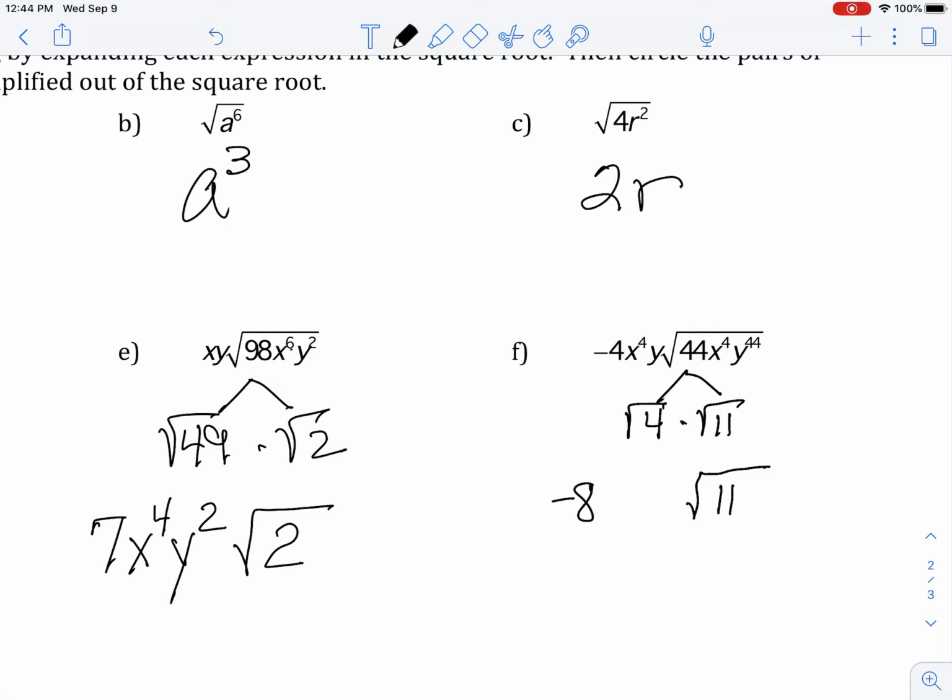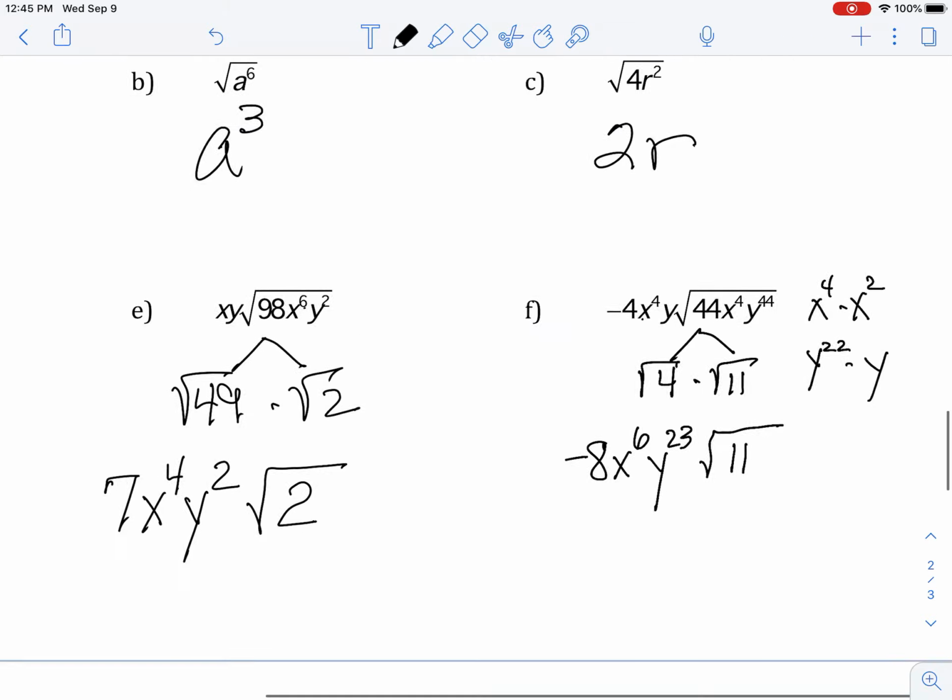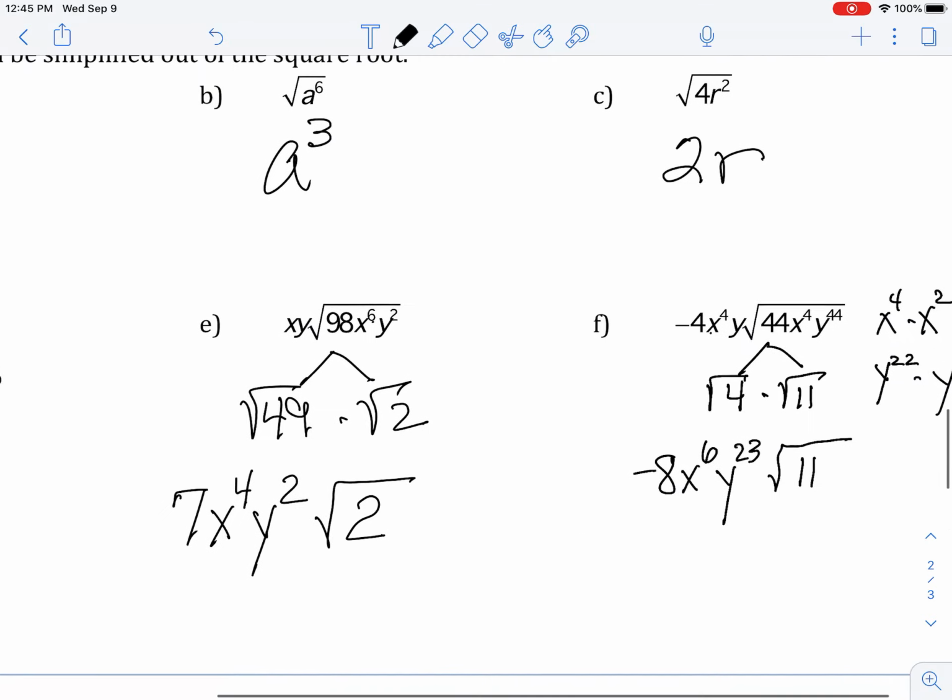X to the 4th roots to x squared. There's already an x to the 4th. So if you think about it, x to the 4th times x squared, now we're using the rules of exponents from Unit P, so that's x to the 6th. Y to the 44th, that means there's 22 pairs. So that's y to the 22. There's already a y, so y to the 22 times y is going to give me y to the 23. And that is the end of day 1 notes.